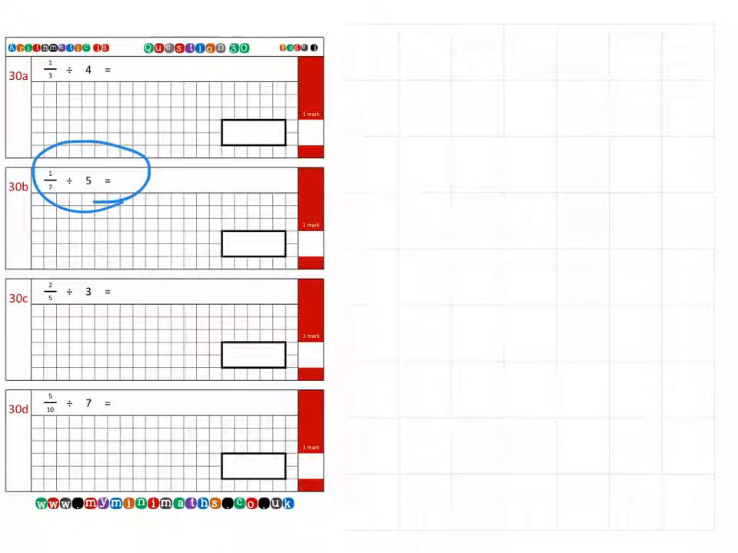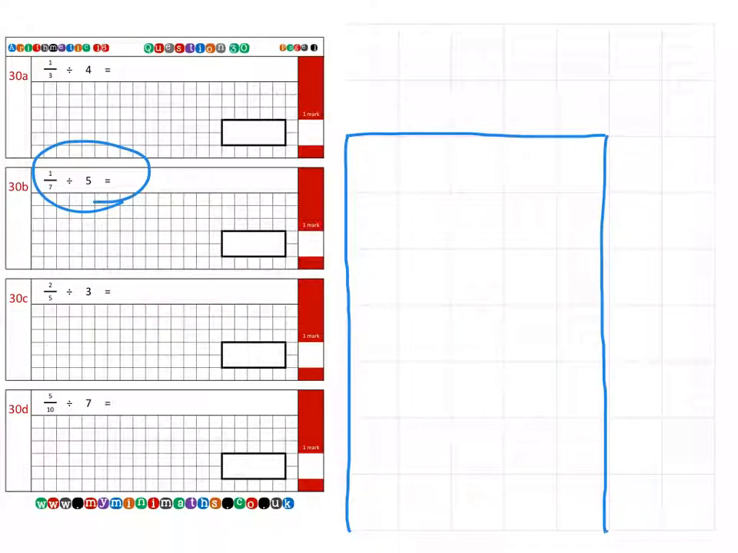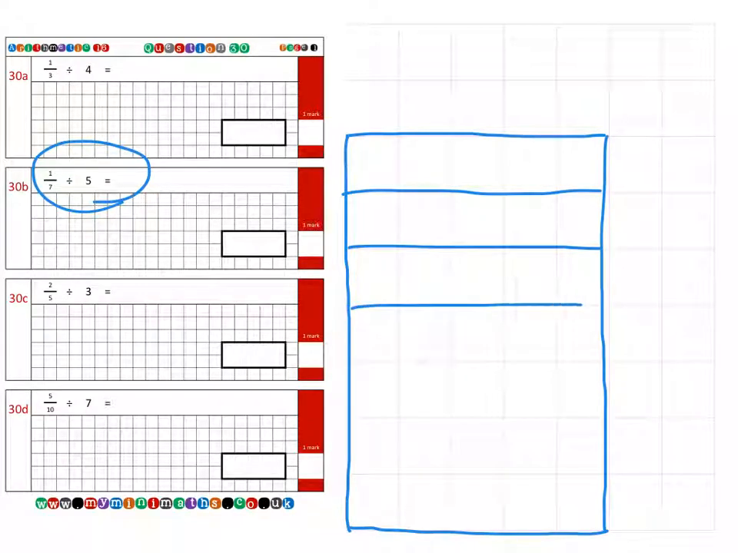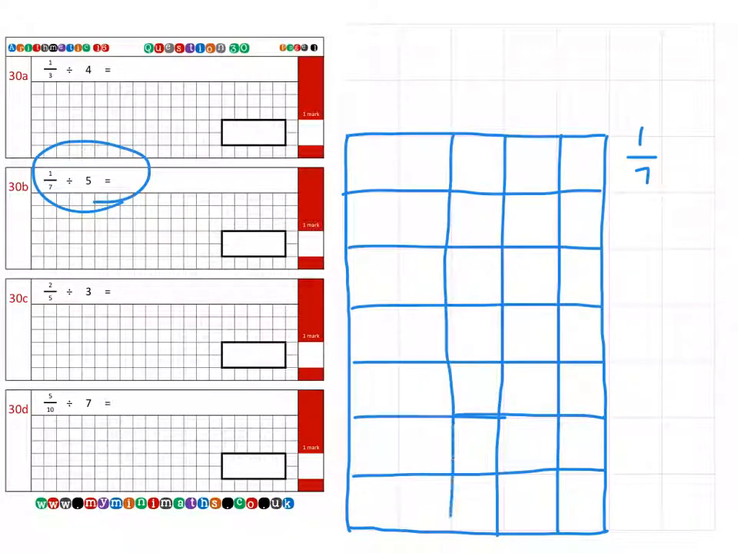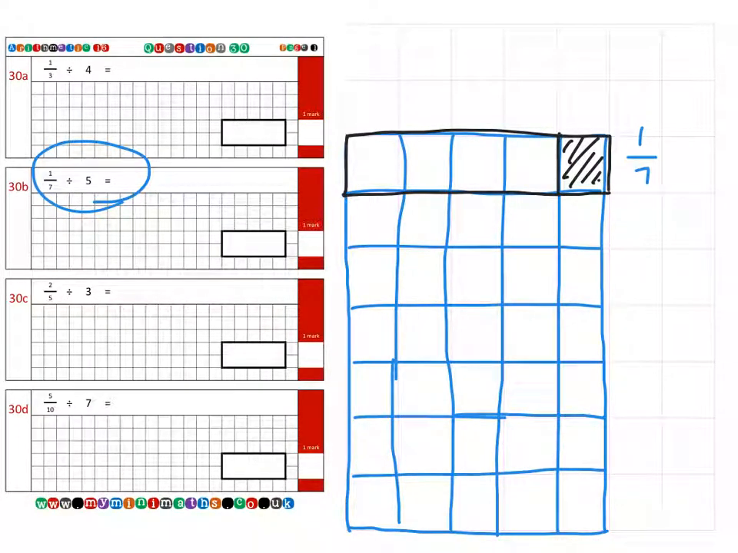Next, we're going to look at question 30B, which is 1/7 divided by 5. So again, if I draw a box and I chop that into sevenths, so the 7 equal parts, and what I can do with my seventh, I can divide those into 5 equal parts as well. Now, if I take my original seventh here, like in the question, and I divide by 5, so I get 1 of those 5 parts, my final answer is 1 out of 35.